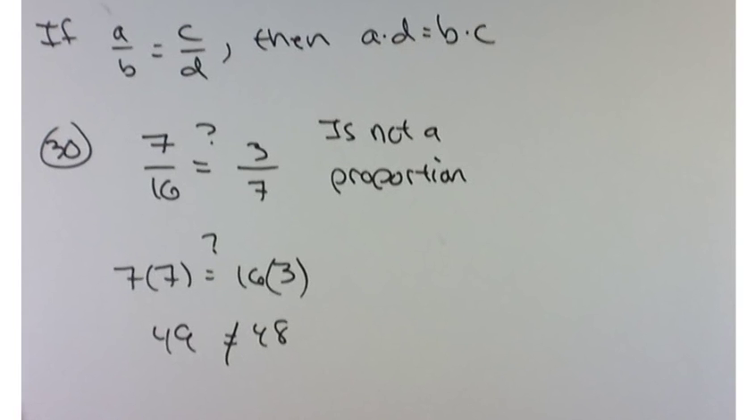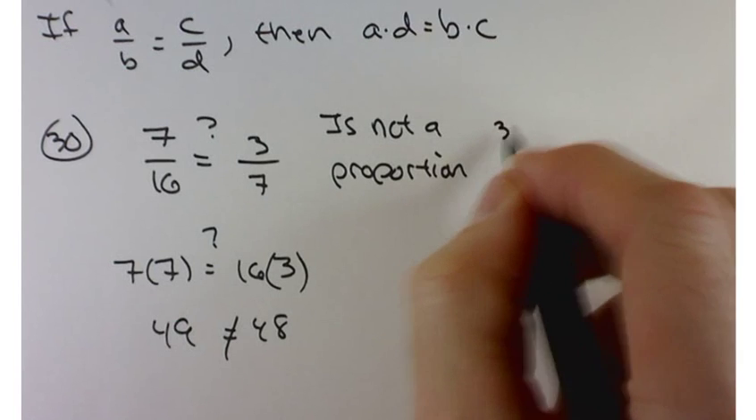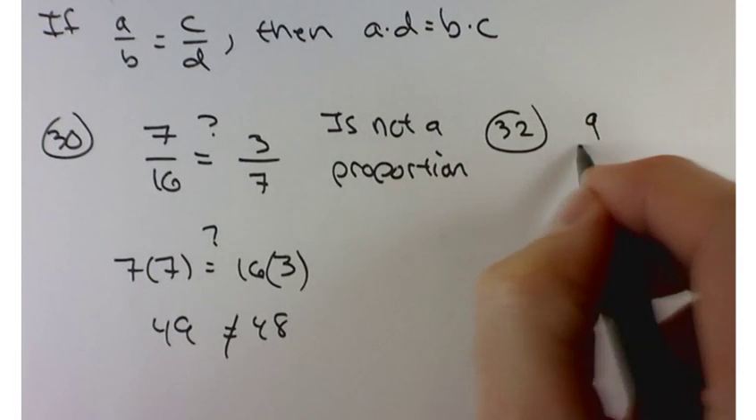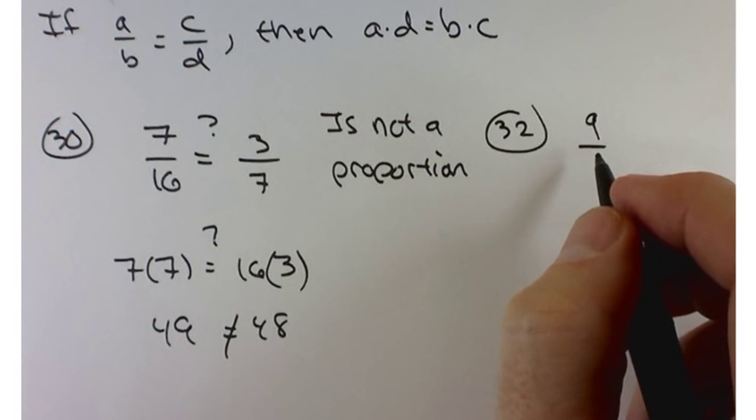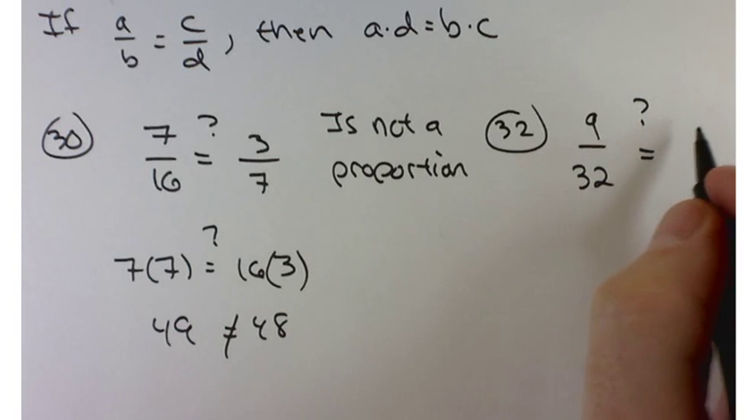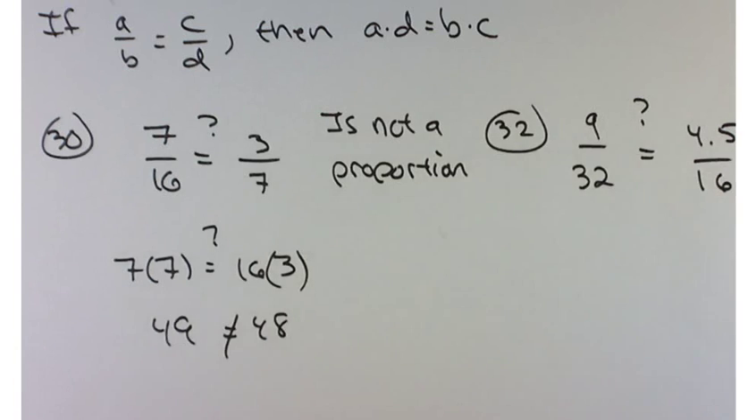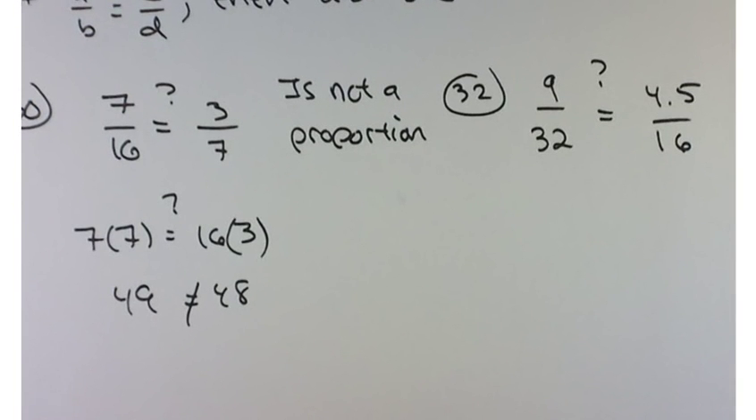Cool. Let's try another one. Problem 32. 9/32 is a proportion? Now the question mark's my own. The book doesn't write that. Is that in proportion with 4.5/16? So do the same thing that we did with the last one. That is, cross multiply.